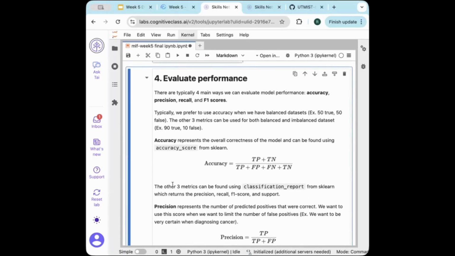So there are different ways we can evaluate model performance: accuracy, precision, recall, and F1 score. Typically, we prefer to use accuracy when we have a balanced data set, meaning the number of samples we have for each class is the same: 50 true, 50 false, 50 oranges, 50 apples. That's when using accuracy makes sense. The other three metrics can be used for both balanced and imbalanced data sets, so they give us a little bit more flexibility here.